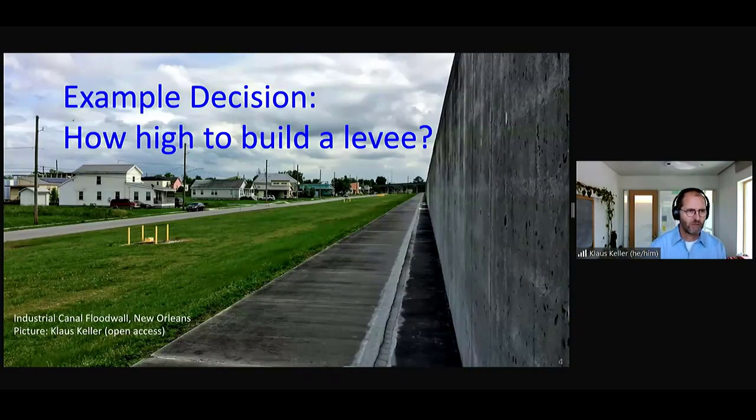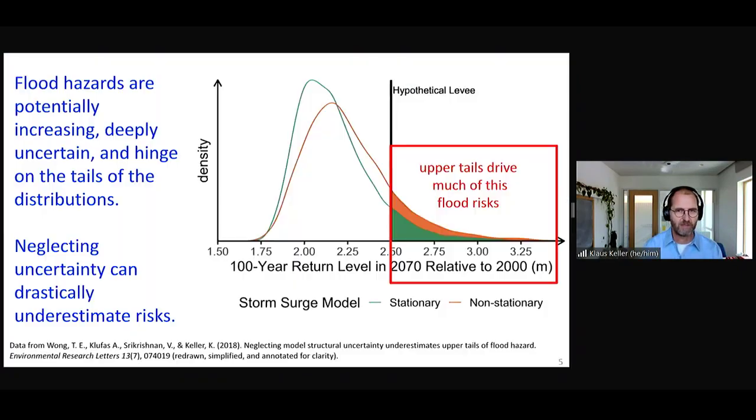And I'd like to always start with decision problems, because I think it's helpful to focus our attention. This is a picture of the Industrial Canal flood wall in New Orleans. I think Rob was actually at the same excursion here. And people build a levee. And the question is, how high would you like to build a levee?